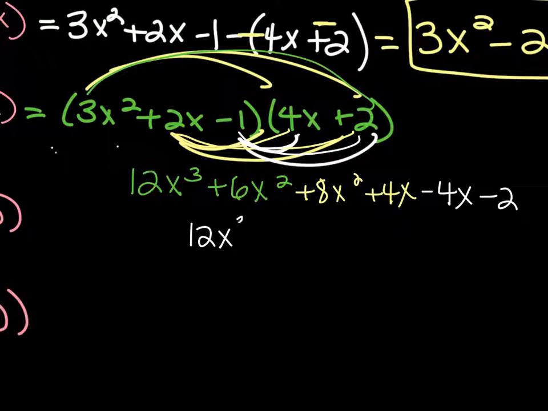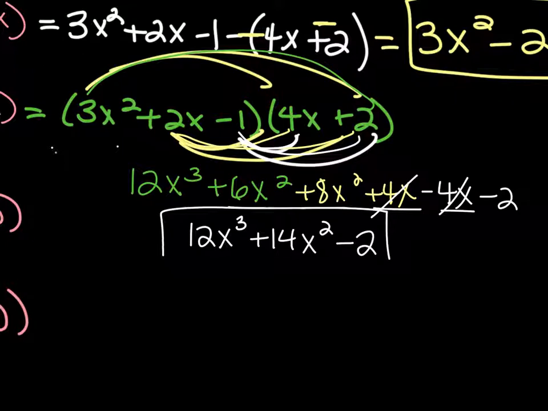Combine your like terms. So this is the only x cubed. There's 6x squared and 8x squared. Add those. There's 2 x's. They'd actually cancel each other out. Minus 2.